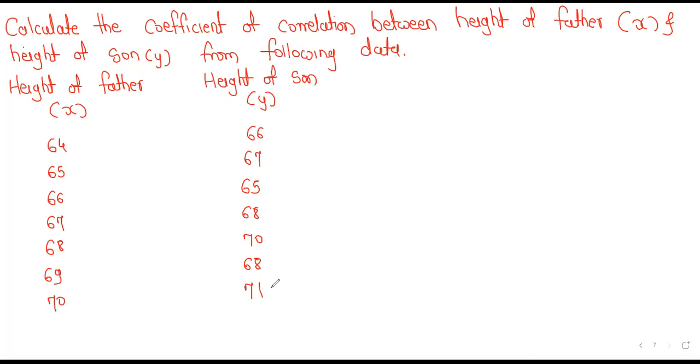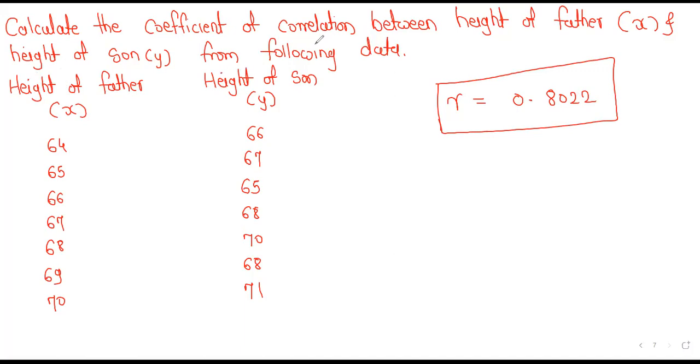So the value of the correlation coefficient is what? 0.8022. Yes, very good. This is the Karl Pearson's coefficient of correlation. So now we can say that there is a positive correlation between height of father and height of son.